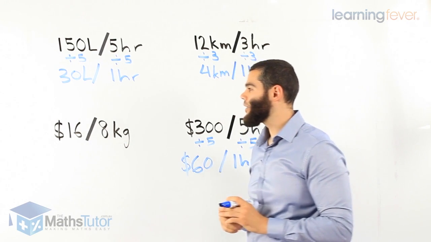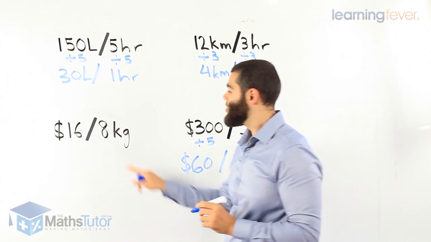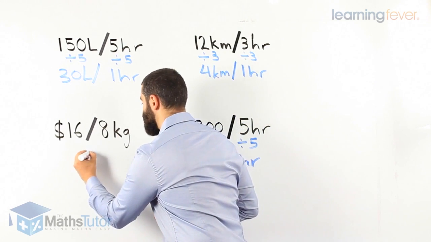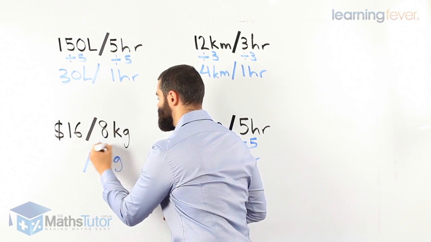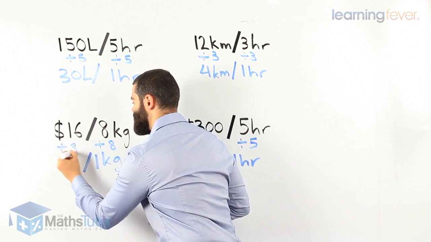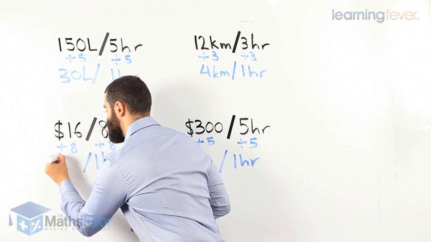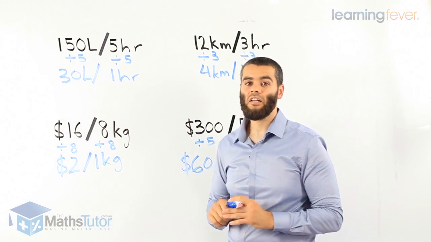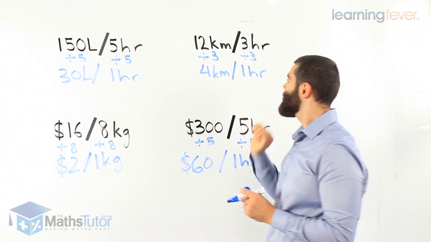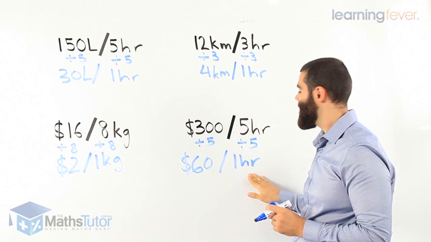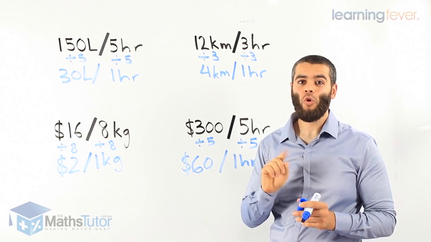Same thing here. $16 per 8 kilograms. So 8 kilograms is going to cost $16. Again, we're going to make it 1 kilogram. How do we get 1? We divide by itself, divide by 8. What we do to one side, we do to the other. 16 divided by 8, $2 for every kilogram. This is how simple it is to simplify rates. We always make the second unit 1. Here we had per hour, per hour, per hour, and here we had per kilogram. It is that easy. Always follow the rules.